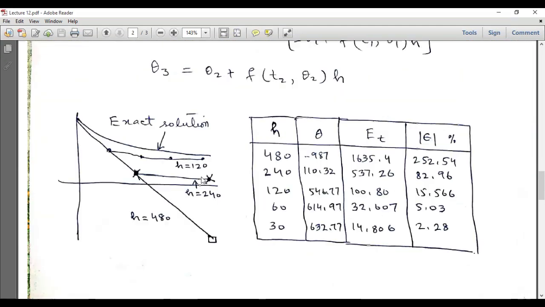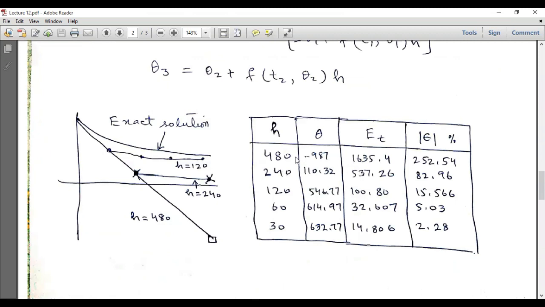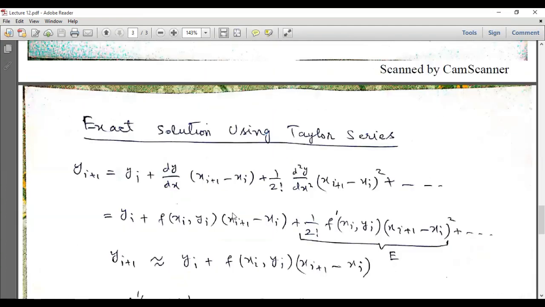Okay, so now the thing is, why do we get high error for higher step size? If we keep the step size higher, why do we get more error in Euler's method? So let's first evaluate the exact solution using Taylor series. If we use Taylor series, then our next value of y will be equal to current value of y plus derivative of y with respect to x into x i plus 1 minus x i, plus 1 by 2 factorial d square y over dx square into x i plus 1 minus x i whole square, plus so on.